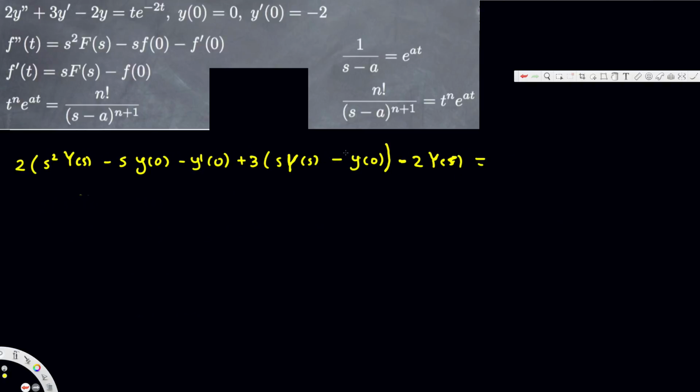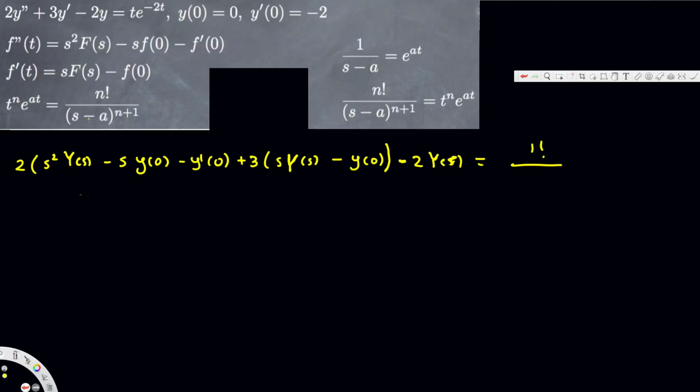After that we have equal to t e power negative 2t, and if you look at this one, the t power is the n value, so here we have to have n factorial, and our t power is 1, right? So we are going to have 1 factorial on top, and in the denominator we are going to have s minus a, where a is the power of e multiplied by the t value. In our case that is negative 2, right? So a is going to be negative 2. Here we are going to have negative 2.